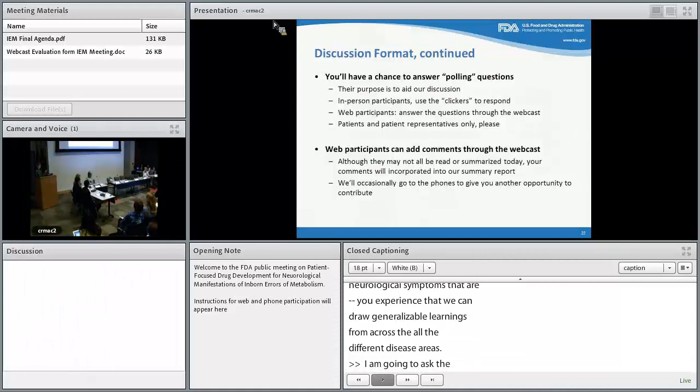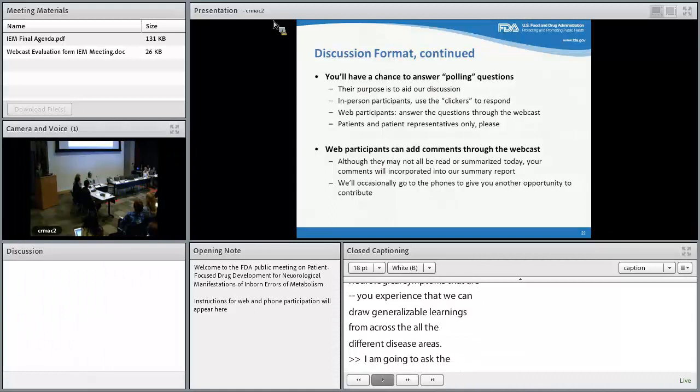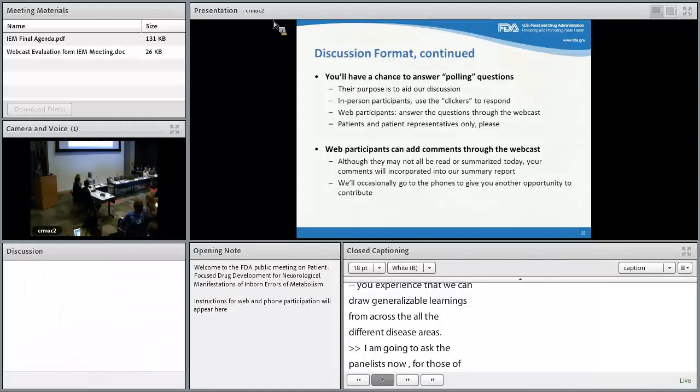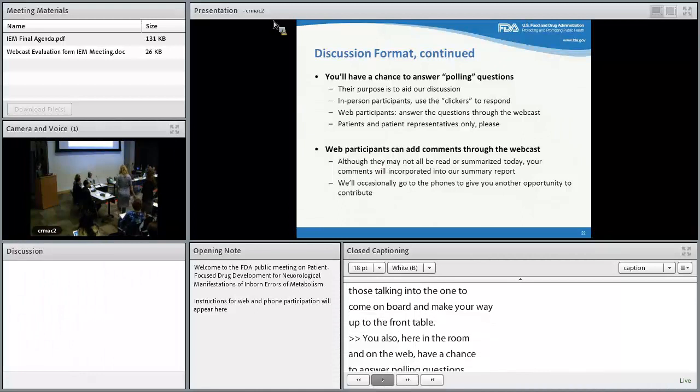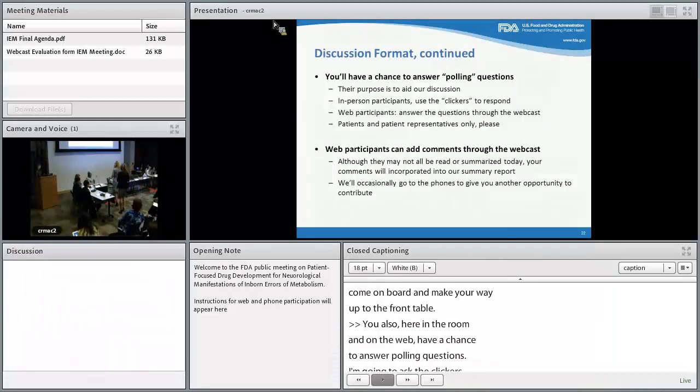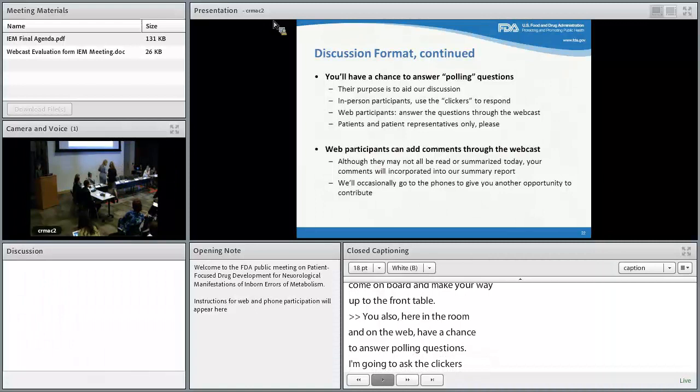I'm going to ask the panelists now, for those that are talking in topic 1, to come on forward and make your way up to the front table. You also, here in the room and on the web, have a chance to answer polling questions, and I'm going to ask the little clickers to be handed out to everyone. So if you're a patient representative, please raise your hand.